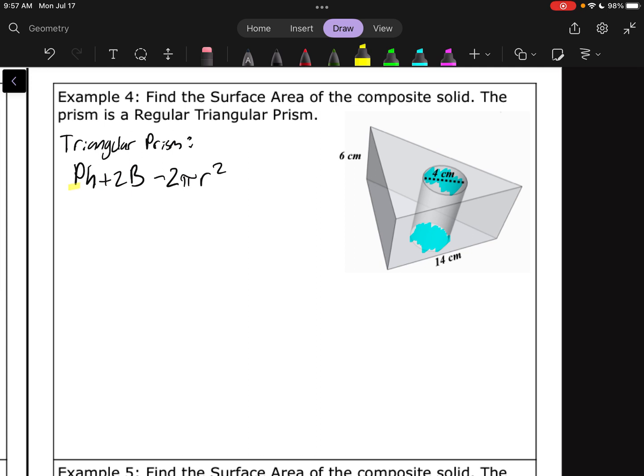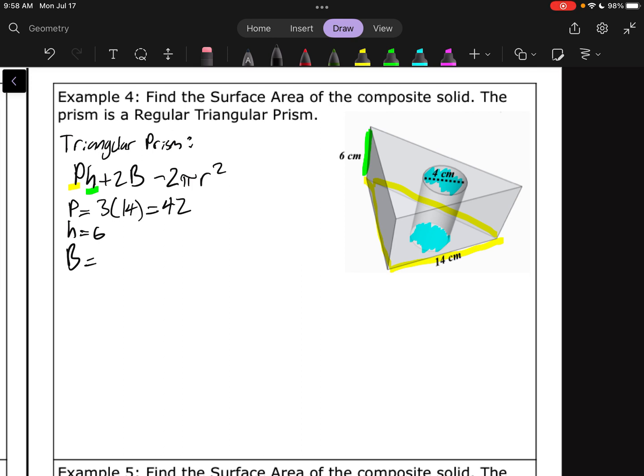So for the P, for the perimeter, we need to do the perimeter of the triangle, which would be 3 times 14, because it's a regular one, right? So all those sides are the same. So 3 times 14 is 42. For the height of the prism, we can see that is 6. Now the B. Now this is where it gets a little bit trickier.